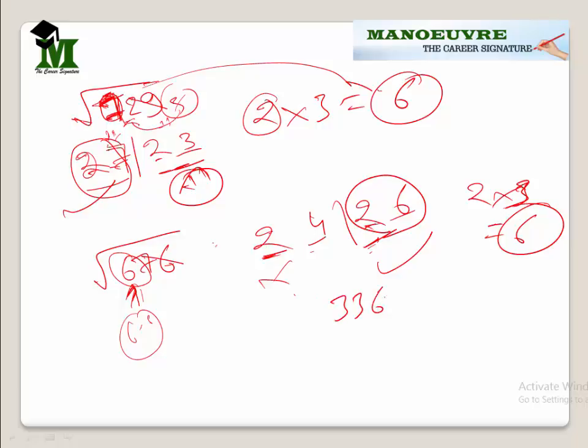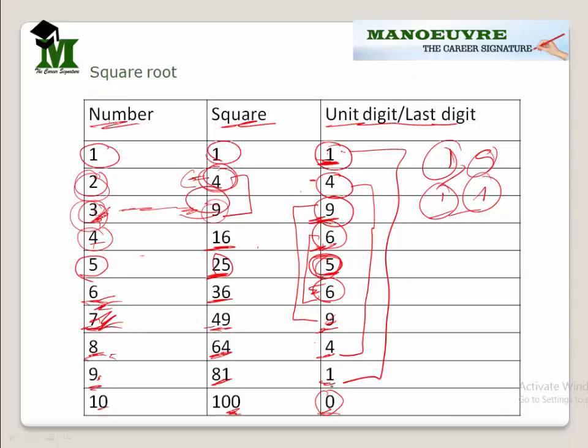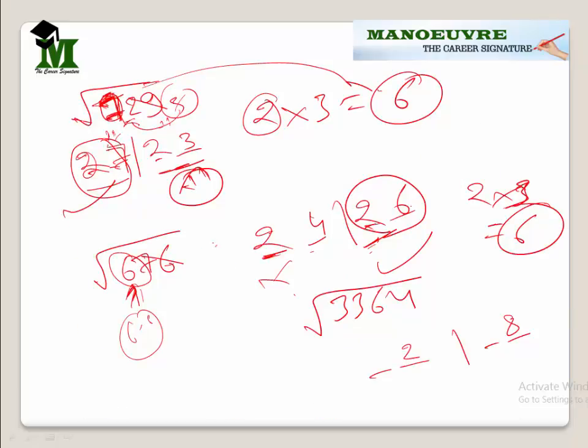3364. If I want to find out the square root of this, so 4 we will get in the case of 2 or in the case of 8. If I go back to the table, 2 2s are 4 and 8 8s are 64, which is here. Now I'll cancel these two numbers. Now I will find the square root of this 33. So 5 5s are 25, but 6 6s are 36. So 33 won't be your answer.